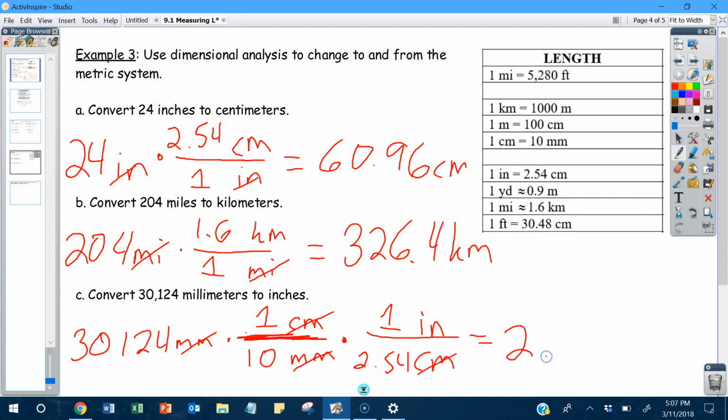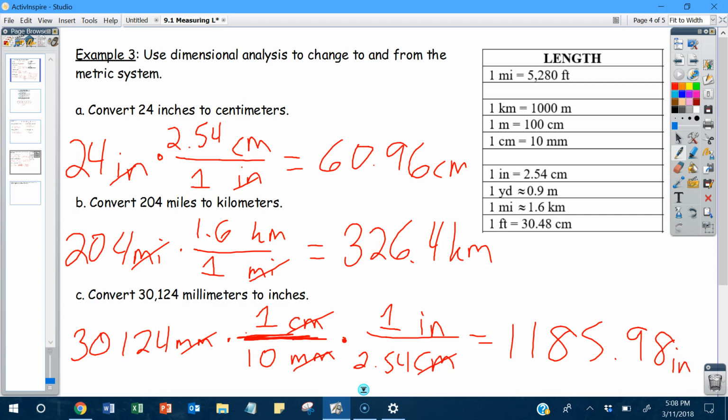So I'm going to divide it by 10, and then I'm going to divide it by 2.54, and strangely enough, I end up with nope, I did something wrong. Let me try that again. That looks better. I end up with 1,185.98. I don't know, just round it to 2. And that's going to be in inches.